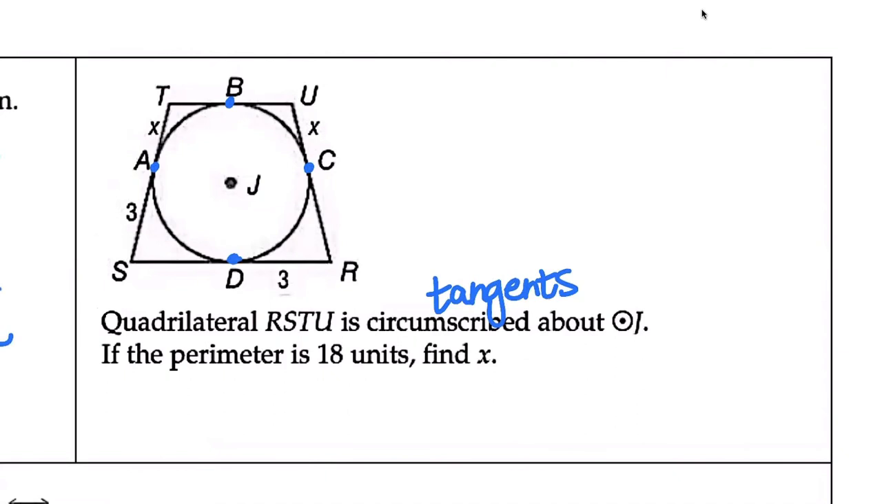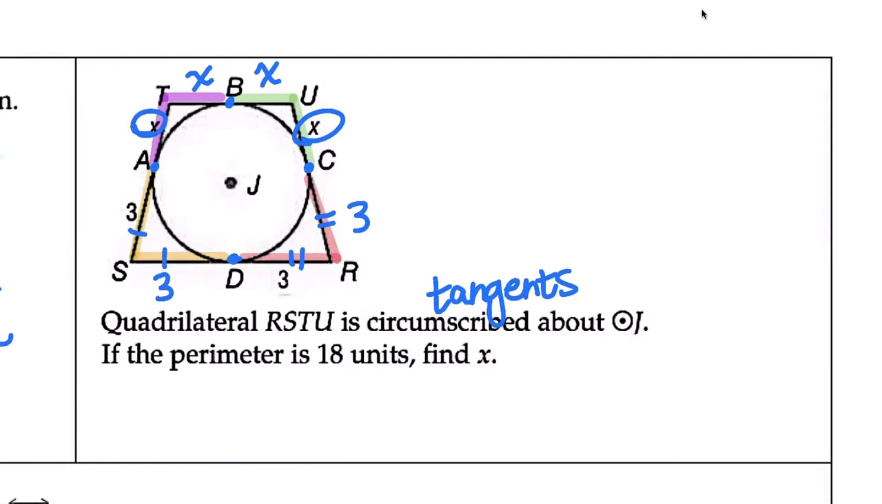So we've got these two segments are the same, and these two segments are the same, and these two, and these two. Okay, so let's just work our way around here. If that's 3, that's also 3. If that's 3, that's also 3. If this is X, so is that one. And if this is X, so is that one.